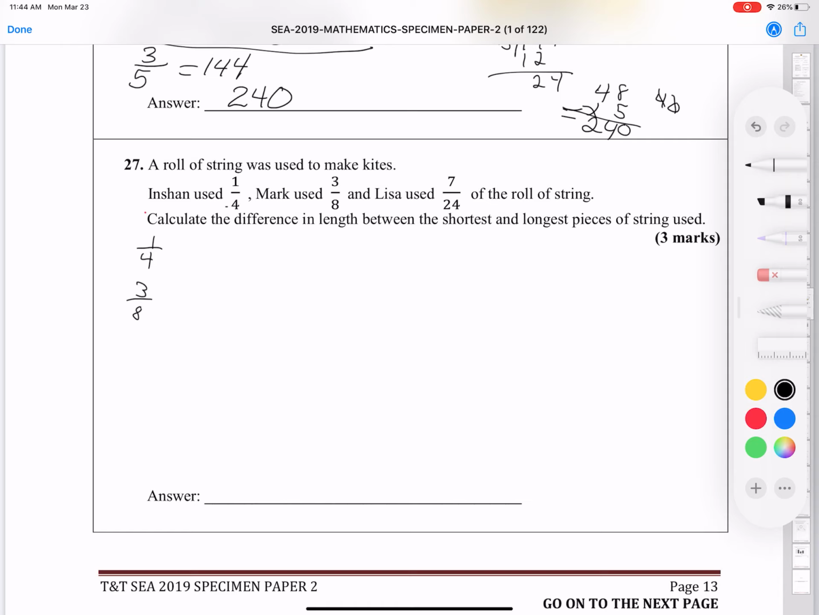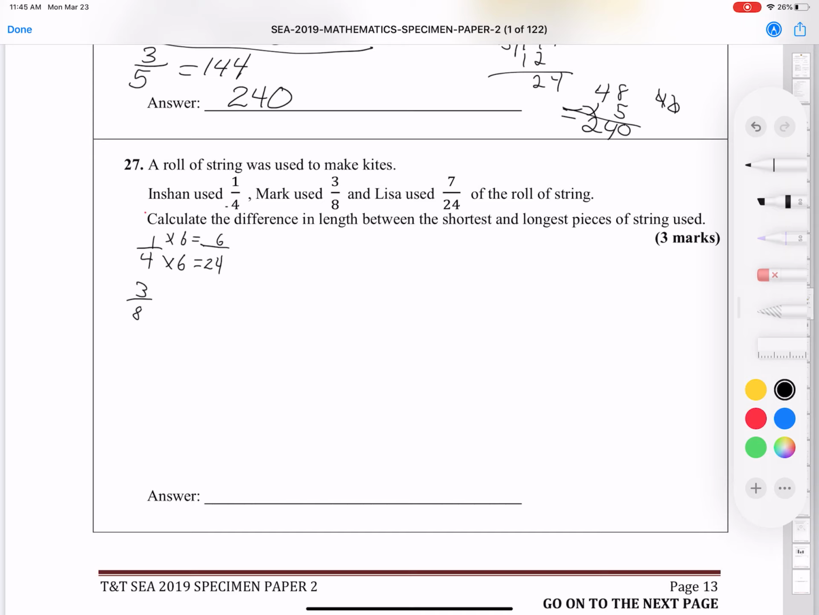So you want to turn quarters into 24ths. Multiply by 6. 4 times 6 equals 24. That means each quarter will be cut into 6 slices. 1 times 6 equals 6. So that's 6/24 is 1/4.